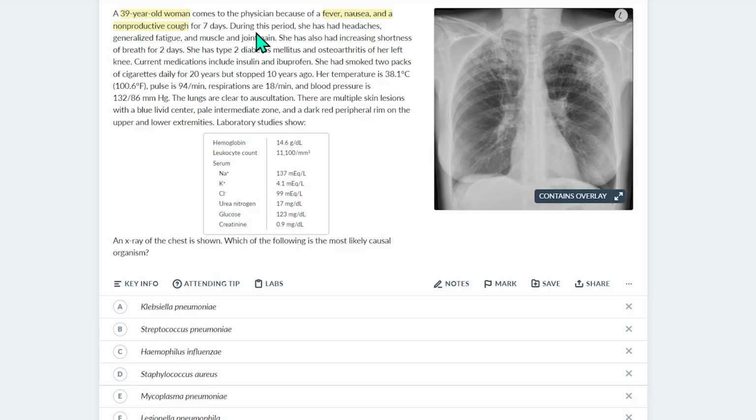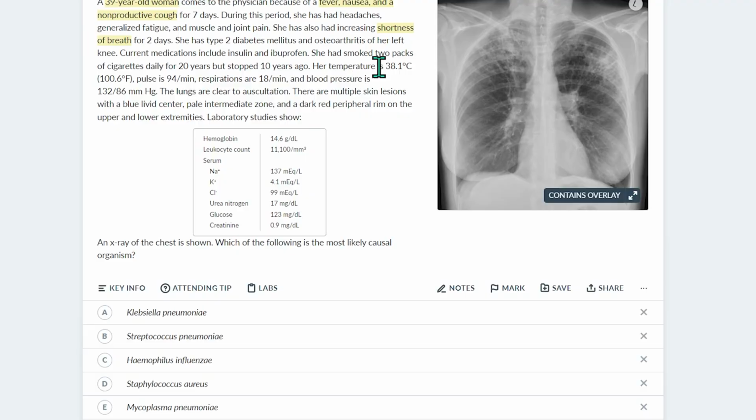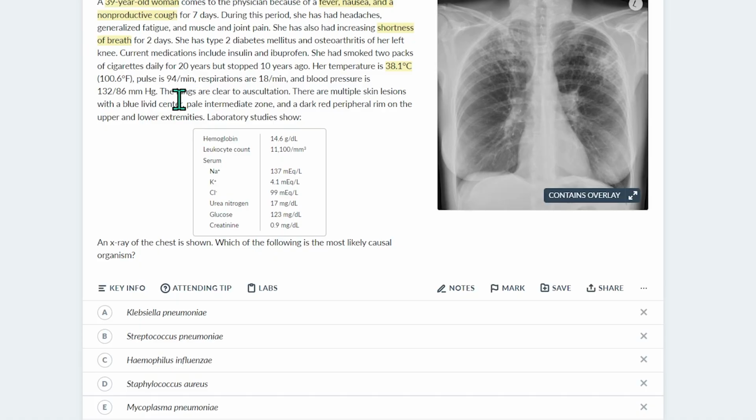So, reading on. During this period, she's had headaches, generalized fatigue, and muscle and joint pain. She's also had increased shortness of breath for 2 days. Okay, the constitutional symptoms and dyspnea are also aligned with our hypothesis, and to save time, I'm going to jump to the vitals, examination, and labs to look for more concrete findings. Her temperature is 38.1 degrees, so low-grade fever, which also fits atypical pneumonia. Let's skip now to the lungs are clear to auscultation. This is also consistent with atypical pneumonia.